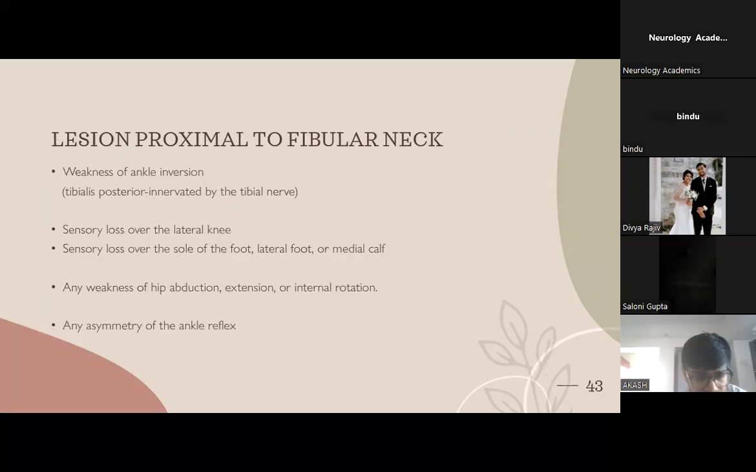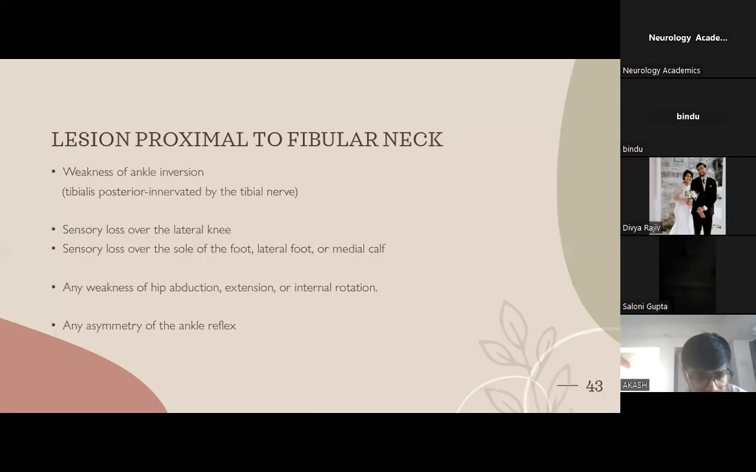That is the sensory branch, the lateral cutaneous nerve of the knee, which is supplied by the common peroneal nerve before the bifurcation. So there will additionally be sensory loss over the lateral part of the knee, and sensory loss over the sole of the foot, lateral foot, and medial calf. The sole of the foot is supplied by the medial and lateral plantar nerves, which come from the tibial nerve, and also the lateral foot and medial calf.